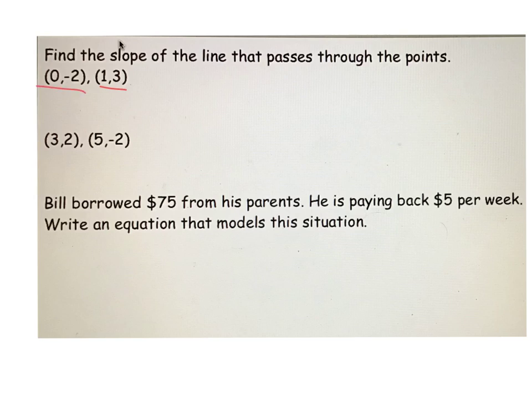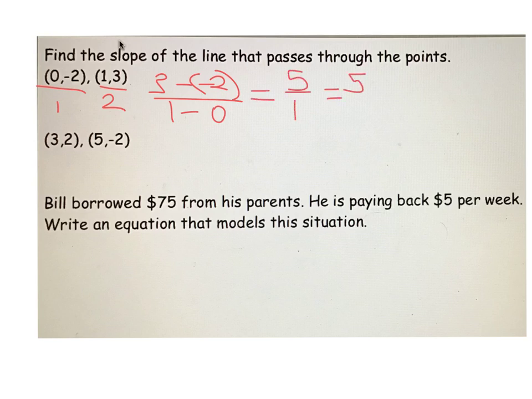If I have these 2 points, and this is point 2 and this is point 1, it's going to be 3 minus negative 2 over 1 minus 0. So I'll be left with 5 over 1, so that's equal to a slope of 5. Just pause here for a second, and then I'll write down the slope for the next one. You try it yourself.